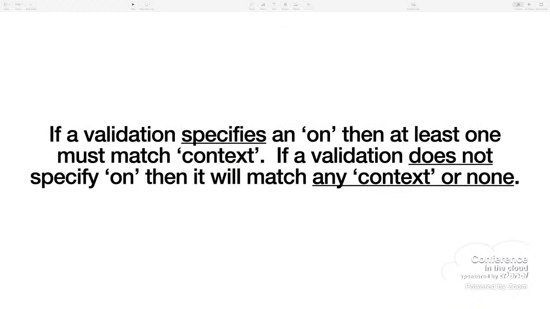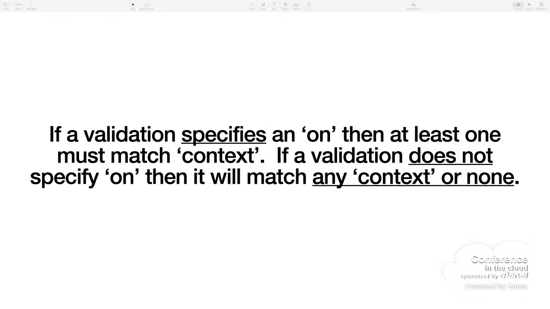So the way the validation works is that if a validation specifies an on, then that must match at least one of the items given in the context, which is passed to validate. Okay, so if you say on, it has to match. If your validation does not specify an on, then it will match any context given or none, right? So in other words, for validations that always run all the time, no matter what context, you simply say none.